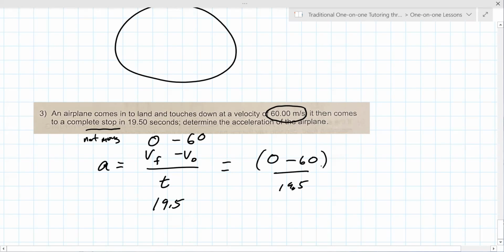If you're doing this in your calculator, make sure you put parentheses in the numerator or only put negative 60 in the numerator. I got negative 3.636 repeating. Let's make sure you put in 19.5. Oh, I put 16.5. Oops. So you get negative 3.1. Now, why is it negative? Why is the acceleration negative in this?